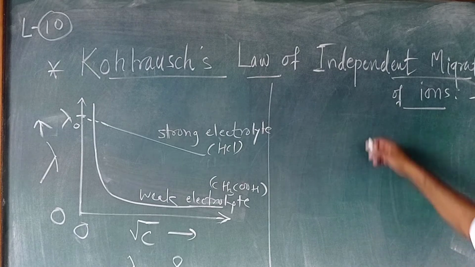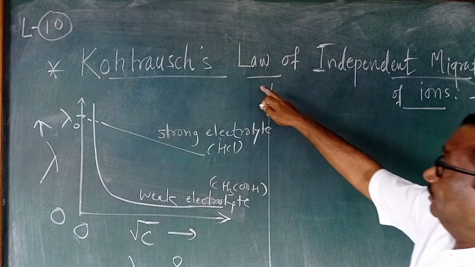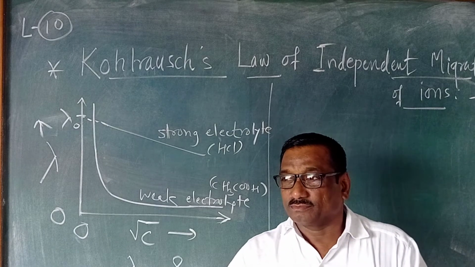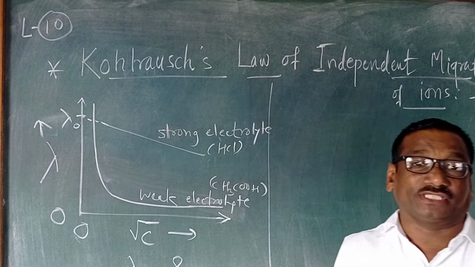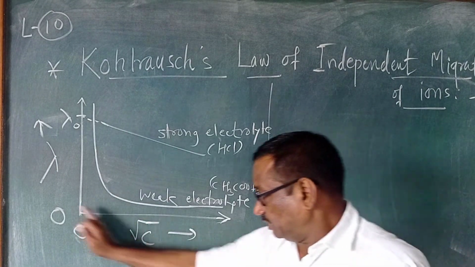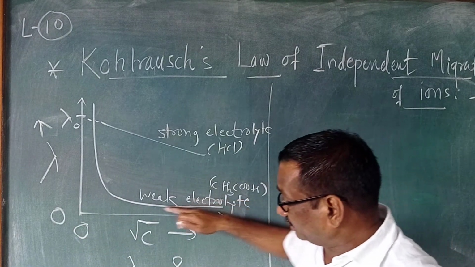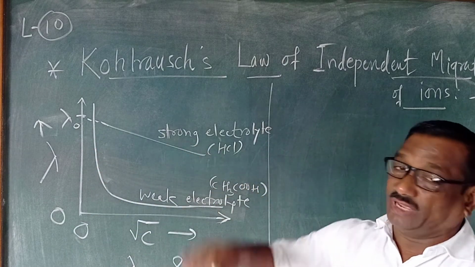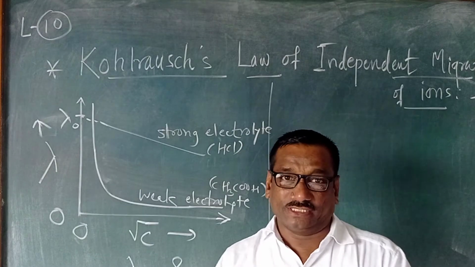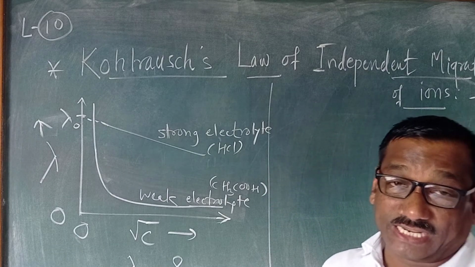And therefore the scientist Kohlrausch introduced the Kohlrausch law of independent migration of ion. The equivalent conductance at 0 concentration means the solution is so diluted that equivalent conductance increases and reaches the limiting value. Further dilution gives no increase in equivalent conductance. This is called the equivalent conductance at infinite dilution.